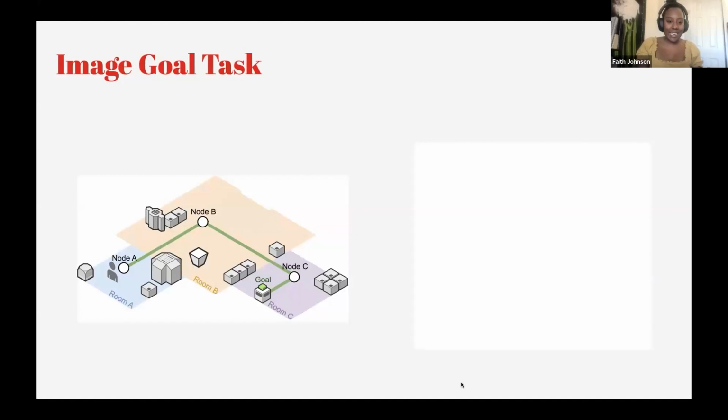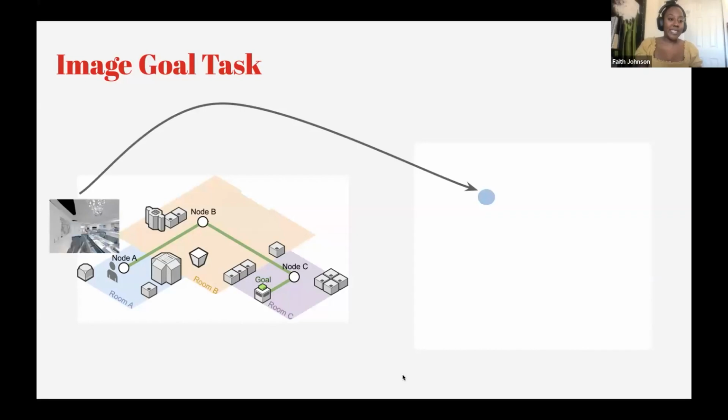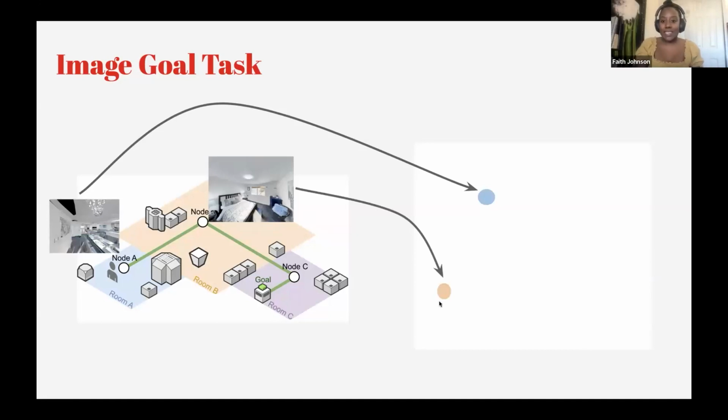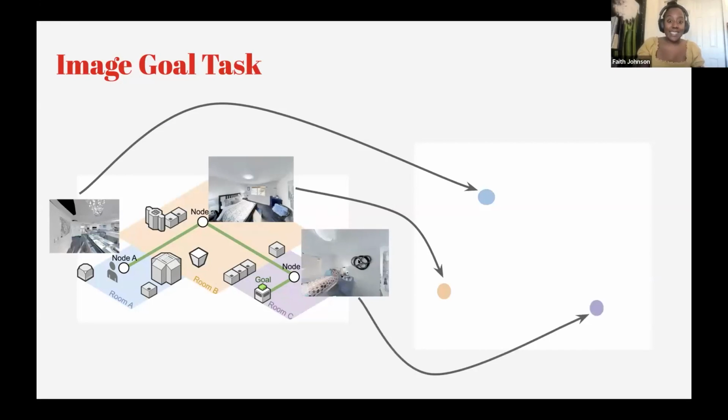And so the way that we did that is, if we use the image goal task again as an example, as an agent is moving around, it will see one image in room A. And let's just say it gets mapped to this blue dot. And then as it keeps walking around, it might enter room B. And then you can see that image, because it's far away from room A, will get mapped to this orange dot. And then if it keeps moving and it goes into room C, it might see this image, which would get mapped to this purple dot, which is both far away from the room B dot and the room A dot.